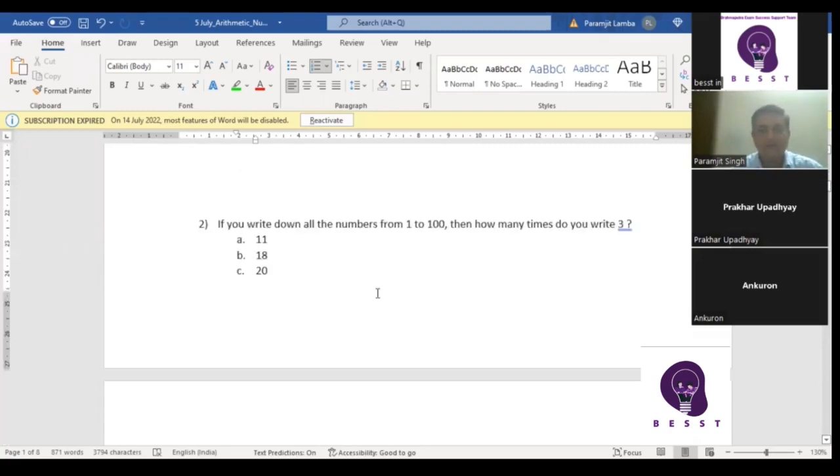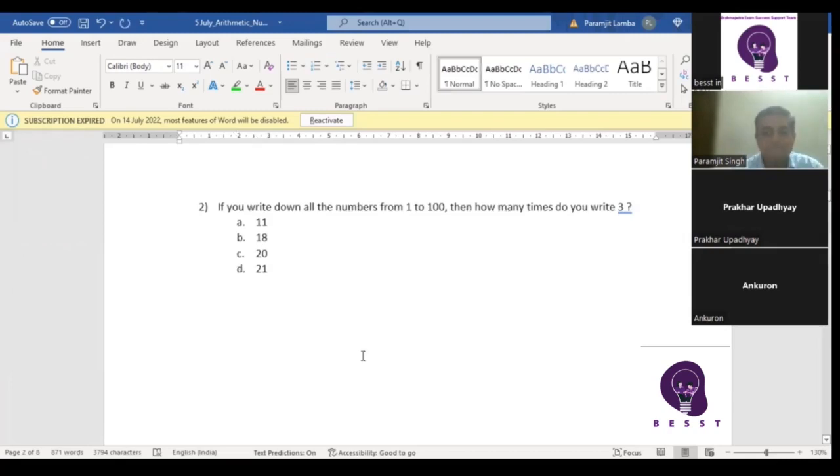If you write down all the numbers from 1 to 100, then how many times do you write 3? You can write it down on your paper, and between 1 and 100, how many times do you write 3? It doesn't take this much time. You can write it on a piece of paper, you'll come to know fast.